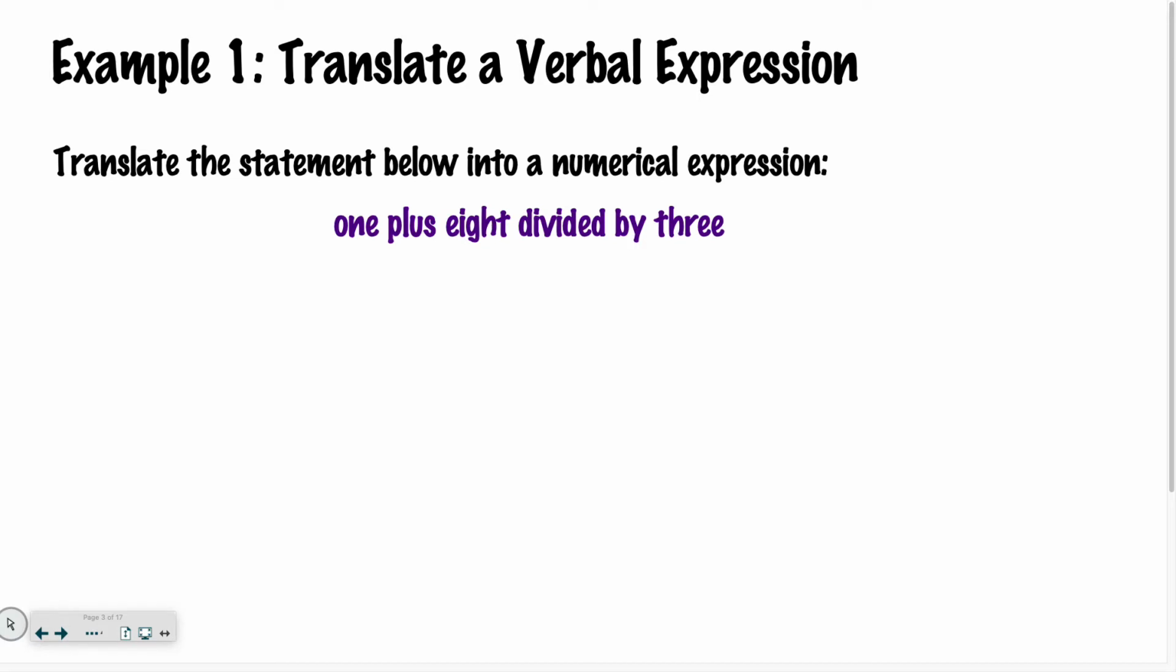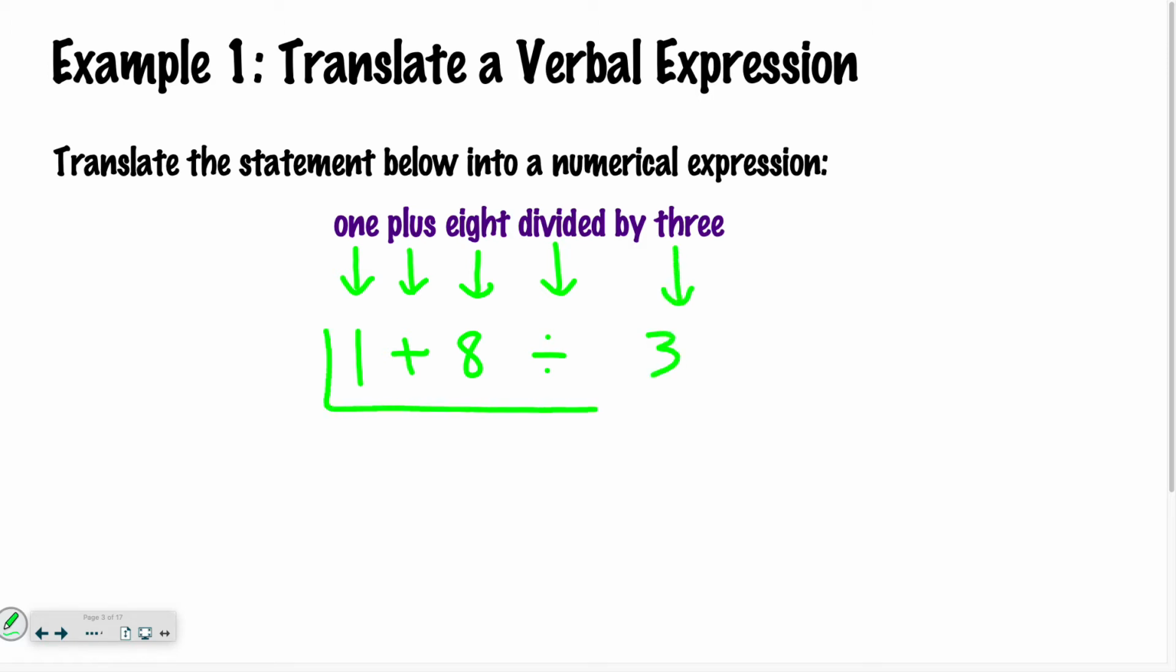Let's look at example 1, translating a verbal expression. Translate the statement below into a numerical expression. We have 1 plus 8 divided by 3. So the word 1 is going to become the number 1. And I'm just going to do a straight up and down line like I normally do. Then we have plus, so that means I'm going to add 8 divided by 3. So my answer would be 1 plus 8 divided by 3, and it would look just like that using those symbols. Okay, that's all that this first part of this lesson is.